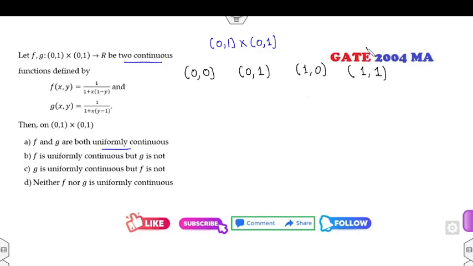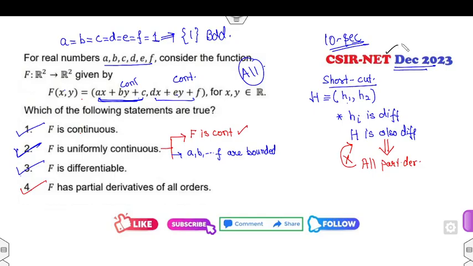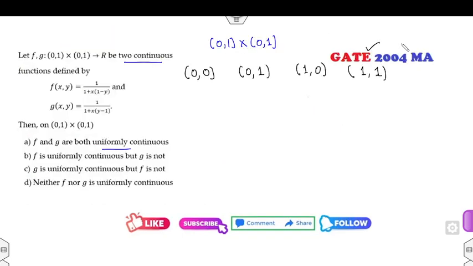Whether it's a GATE examination or a CSIR examination, my approach is similar, whether it's NET, GATE, TIFR or any other examination. What is the condition for uniform continuity? The function is continuous. Since it is an open interval, you need to check that the limit exists.